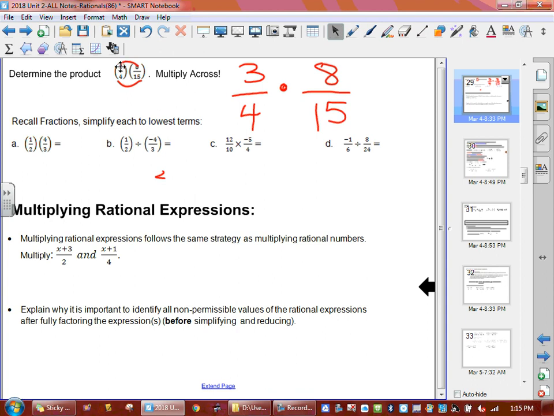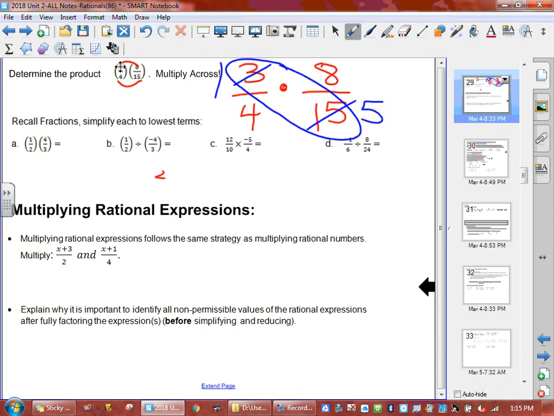So you look diagonally and see if you can divide anything out. So between 3 and 15, you can divide out 3. So this guy divides out of 3, becomes a 1. This guy divides out of 3, becomes a 5. When we do this, we're going to get to the reduced lowest term answers quicker. 8 divides by 4 twice. 4 divides by itself once.